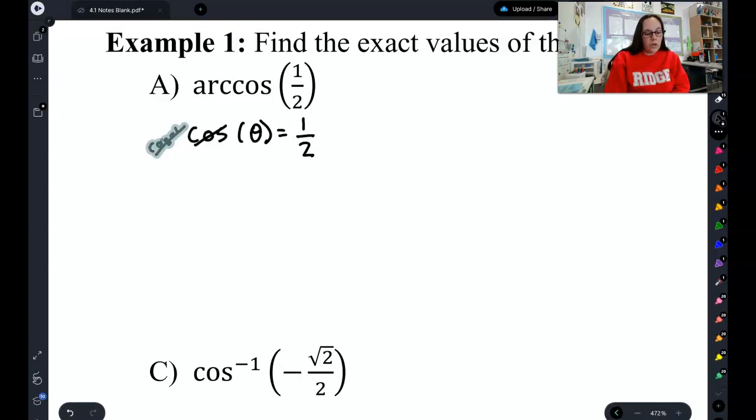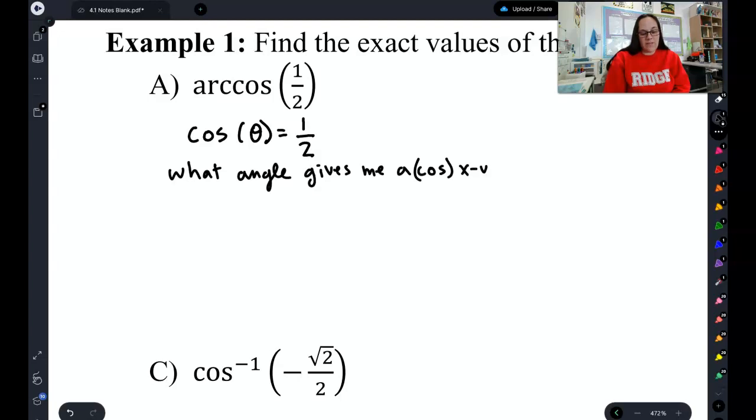So when we're looking at this problem, we're essentially asking, what angle can I plug into this equation to give me a cosine value, or an x value, of 1/2?